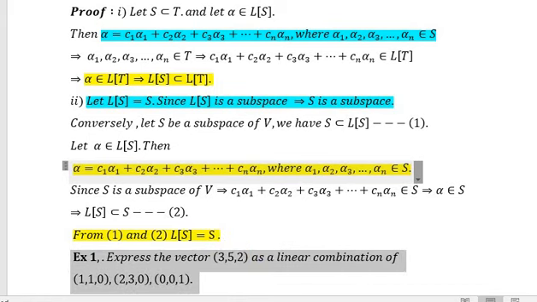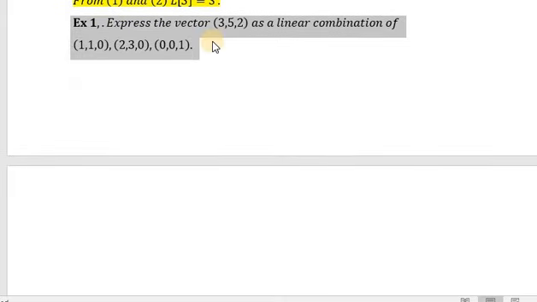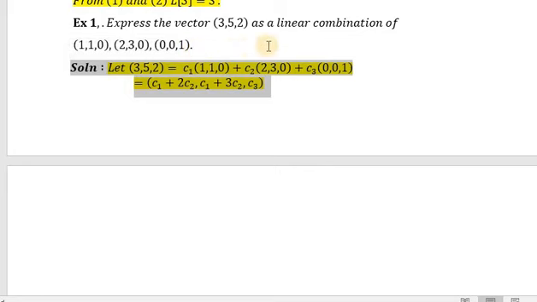Now, let us work out a few problems based on linear combinations and linear span. First problem: express the vector (3, 5, 2) as a linear combination of the vectors (1, 1, 0), (2, 3, 0) and (0, 0, 1). To express this as a linear combination, first let us take (3, 5, 2) as a linear combination of these vectors. That is c1 of the first vector (1, 1, 0), c2 of the second vector (2, 3, 0), c3 of the third vector (0, 0, 1).